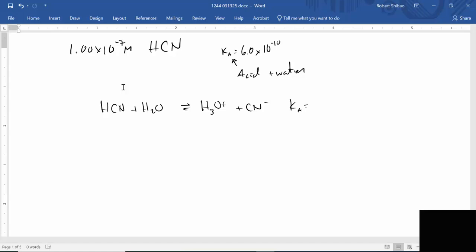So the Ka expression would be the hydronium ion concentration raised to the first power times the cyanide concentration raised to the first power divided by the HCN concentration raised to the first power. And water is a pure liquid, and so its activity would be 1. Just stick it in. And so this is the Ka. A small Ka value means it favors the reactants. A large Ka value favors the products.